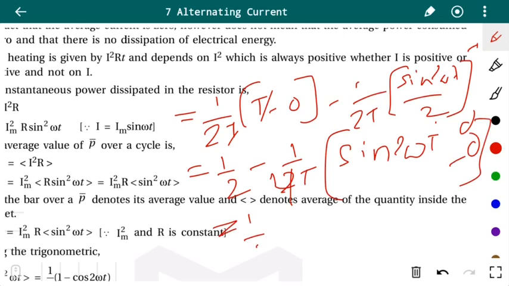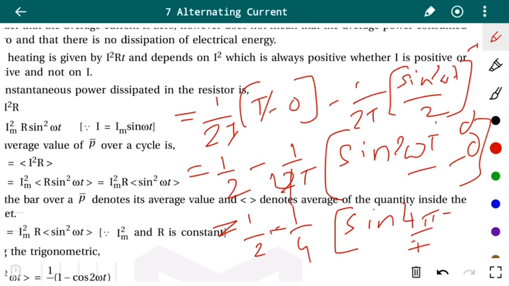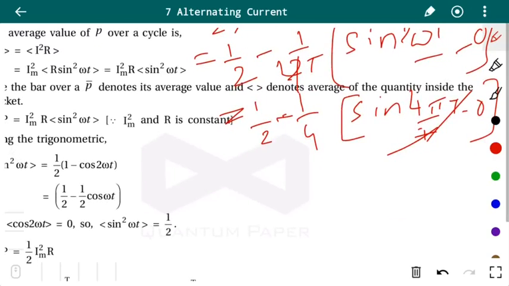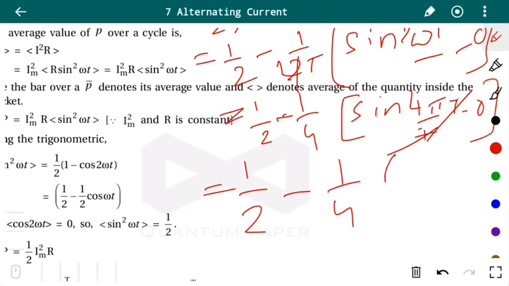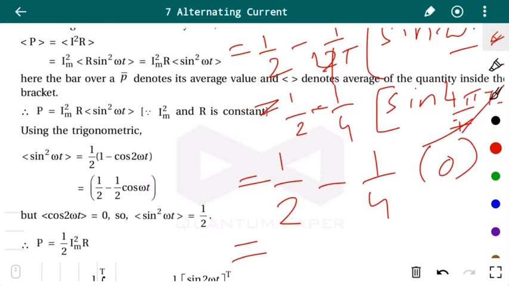So the next step will be 1 by 2 minus 1 by 4 into, here, instead of omega we can write 2 pi by T. So that becomes sin 2 into 2 pi, that becomes 4 pi by T into T minus 0. Thus T gets cancelled, we are having sin 4 pi. So sin 4 pi will be 0. So the equation becomes 1 by 2 minus 1 by 4 into 0, so it will be 1 by 2. So the average of sine square omega t will be half.